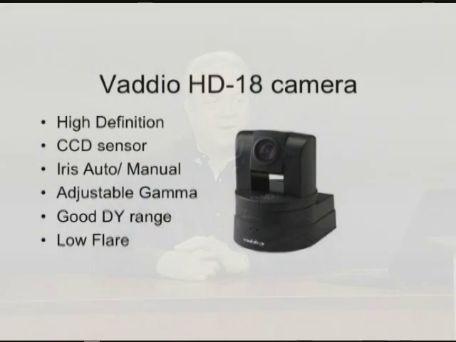At Vario, we designed the HD18 camera to optimize the best price and benefit. So you can be assured that the cost-benefit ratio here is the best you will find out there. That's why we put high definition and standard definition capabilities. We have a CCD sensor. We have an iris control. We control manually or automatically. We can adjust gamma to compensate for lighting. We provide an excellent dynamic range and very low flare.